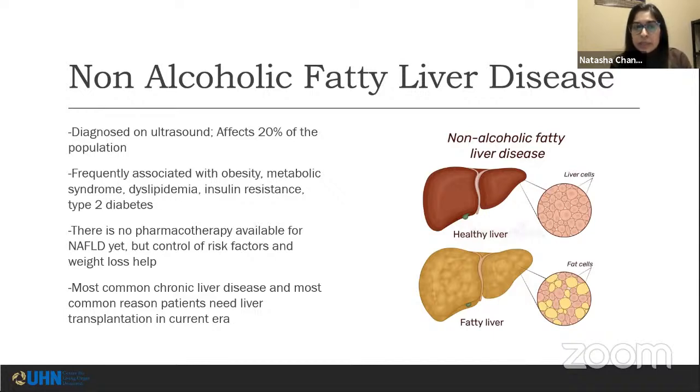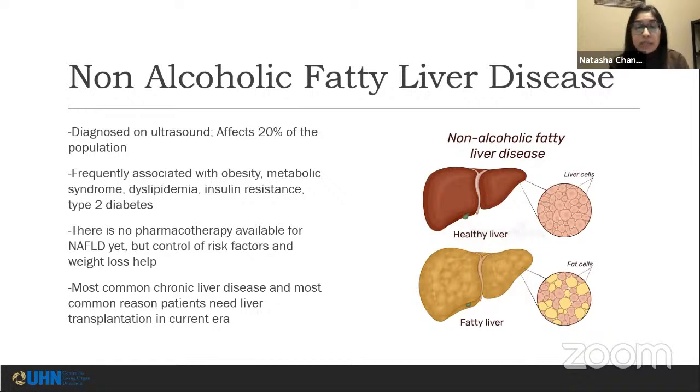Non-alcoholic fatty liver disease is associated with a variety of diseases, which are part of the spectrum disorder called metabolic syndrome. And metabolic syndrome refers to several diseases which are all related to obesity. These include increased waist circumference, dyslipidemia, insulin resistance, hypertriglyceridemia, and type 2 diabetes.